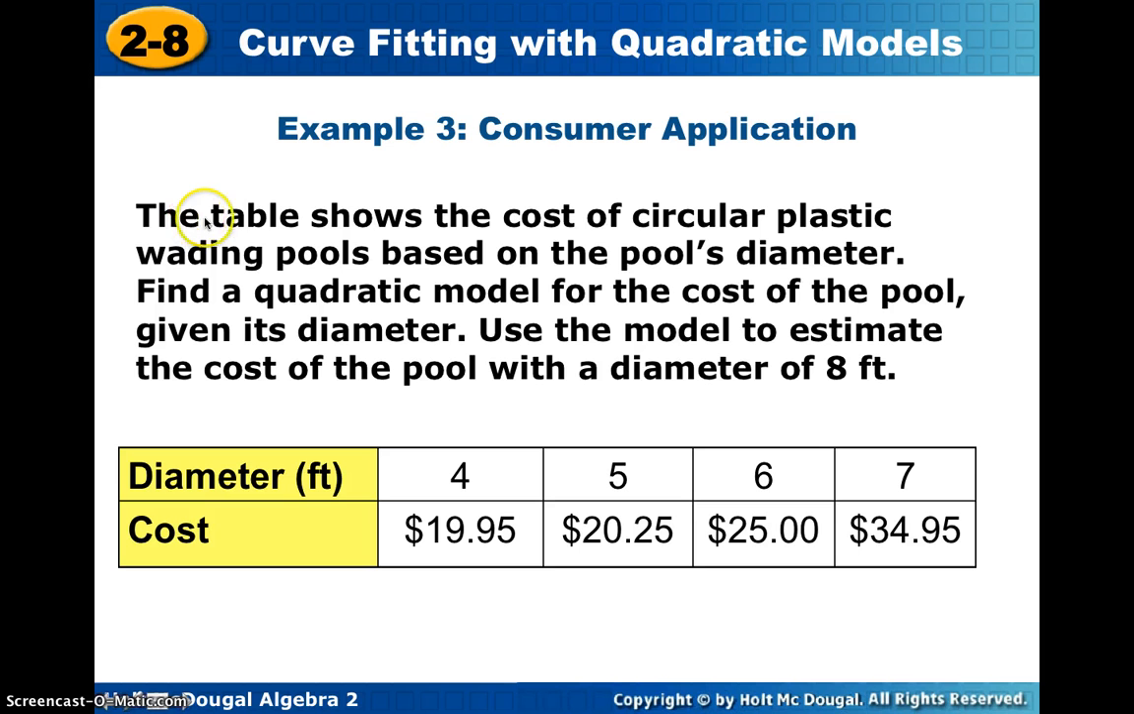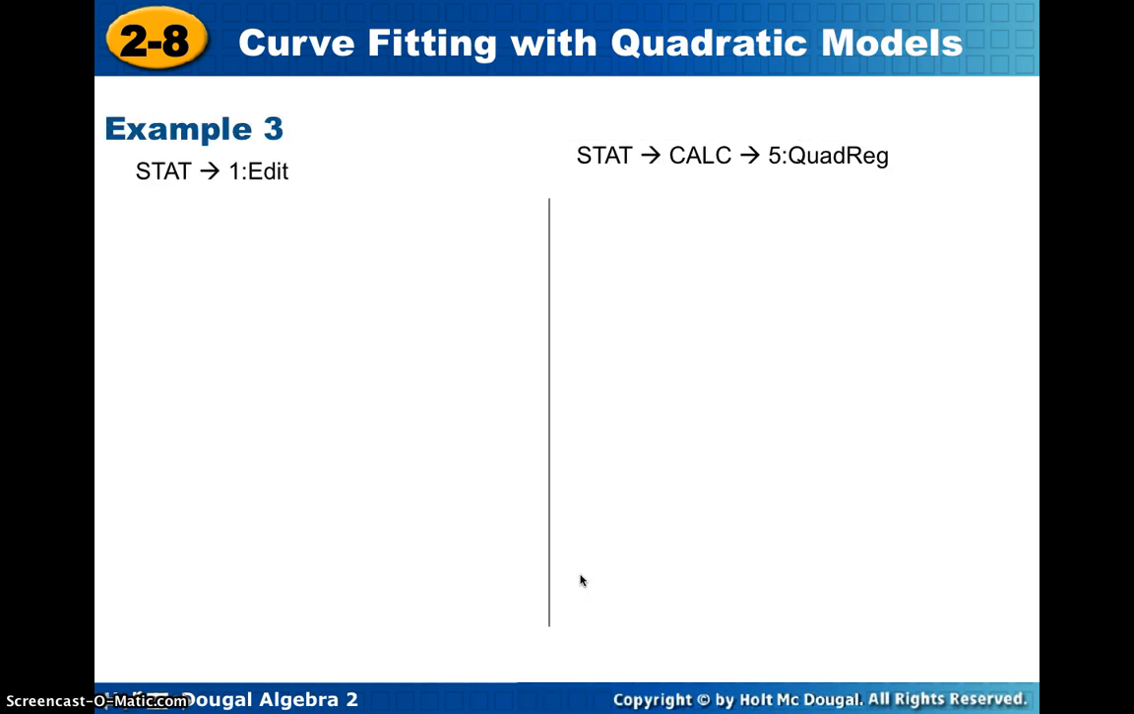Here's an example. The table shows the cost of circular plastic wading pools based on the pool's diameter. Find a quadratic model for the cost of the pool, given its diameter. Use the model to estimate the cost of the pool with a diameter of 8 feet. So here we have 4 different diameters given to us, and for each diameter they've given us the cost that goes with that diameter. So what we're going to have to do is take this information and enter it into our calculators.